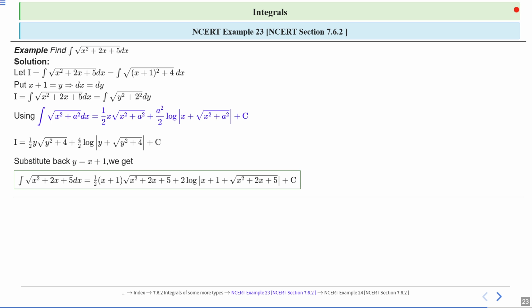So in this question, to integrate root under x square plus 2x plus 5, at first we use the complete square method, so that the expression under the square root is converted into a perfect square form plus a constant, so that it is of the form of one of the three cases, and it is converted to the case that is integration of root under x square plus a square. We write the formula and just substitute the values of x and a and get the value of the integral. We don't need to apply the by parts method.